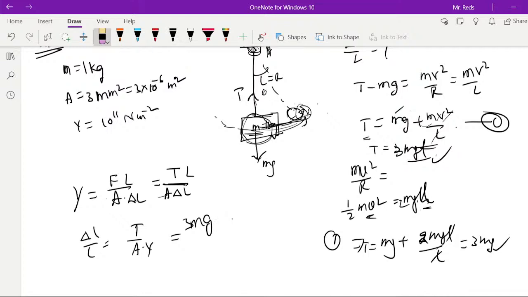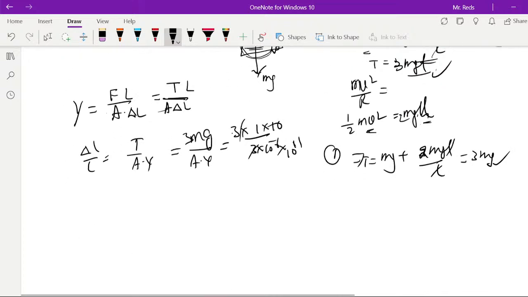So 3 mg by area into Y. Substitute the values: 3 into m is 1 into g is 10, by A is 3 into 10 to the power minus 6, into Y is 10 to the power 11. The 3s cancel, 10 to the power minus 6 plus 11 is plus 5, and when it comes to the denominator it is minus 5. One more 10 is there, so 10 to the power minus 4. So the fractional change delta L by L is equal to 10 to the power minus 4.